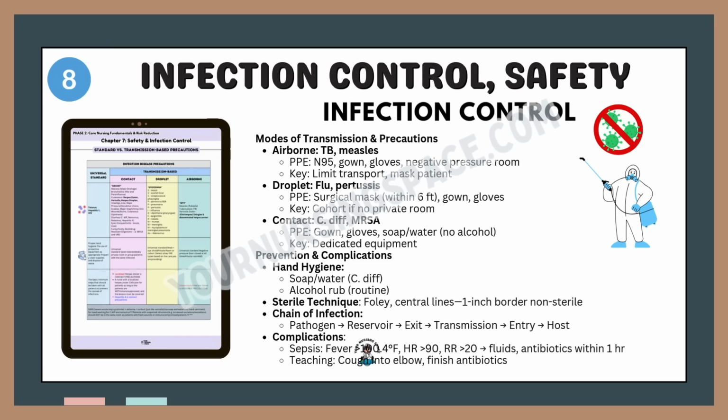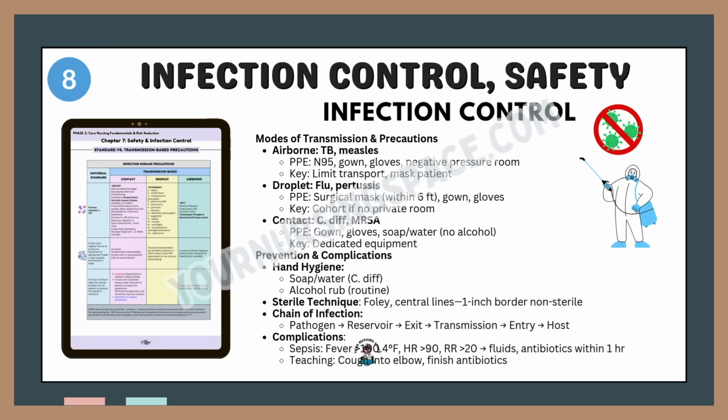Prevention ties all this together, and hand hygiene is your best buddy here. Use soap and water for C. diff or anything dirty, and go with alcohol rubs for routine stuff before and after touching a patient. The chain of infection is pretty straightforward. It goes from pathogen to reservoir to exit, then transmission, entry, and finally the host.